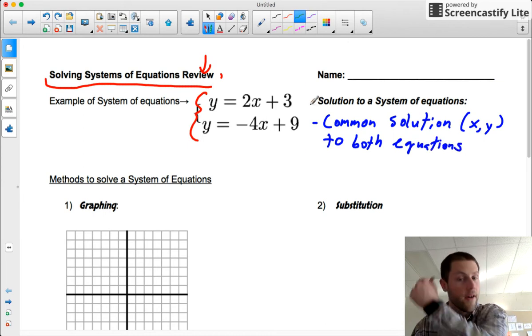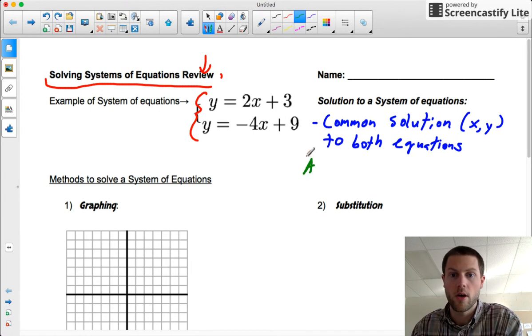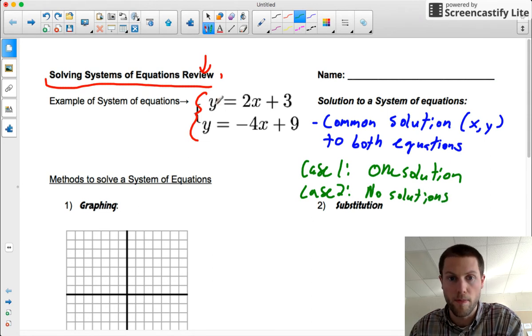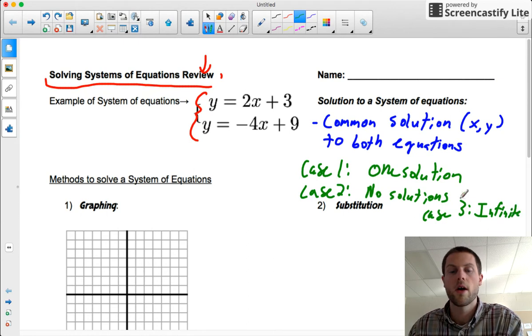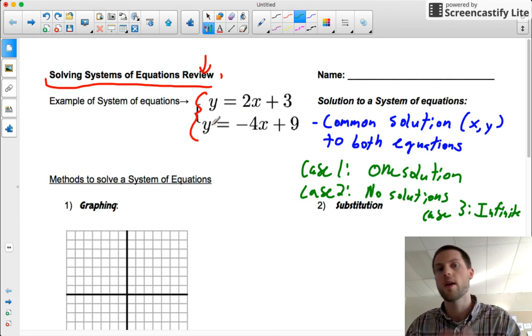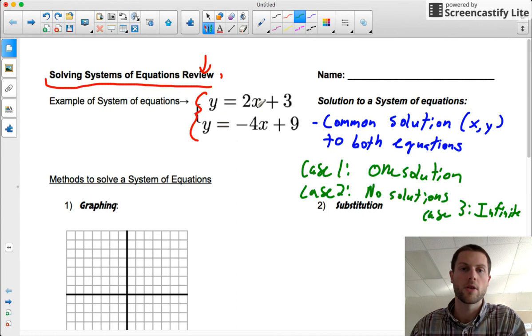There are a few different scenarios you could have. In case 1, you could have one solution. You can have another case where you have no solutions. There are no ordered pairs that are true for both of these equations. Or case 3 would be infinite solutions. That would mean that every single ordered pair is on both of these lines all the time. And if you're not familiar with what that looks like, we can look more into that later.